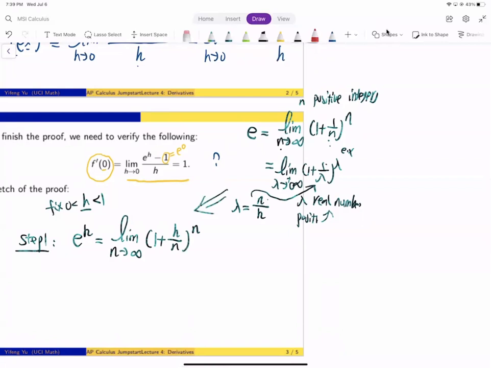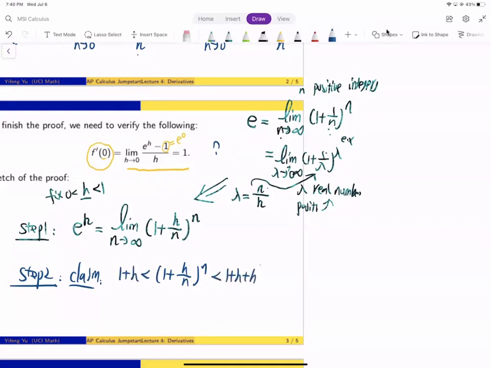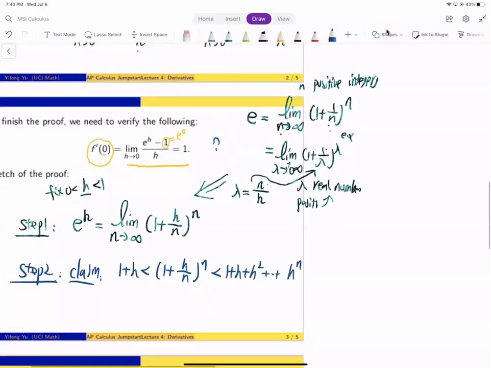Now I claim step 2. I claim this 1 plus h over n to the n is bigger than 1 plus h, but it's less than 1 plus h squared and so on, plus h to the n. Now, why is that? Well, we can just use the binomial formula.